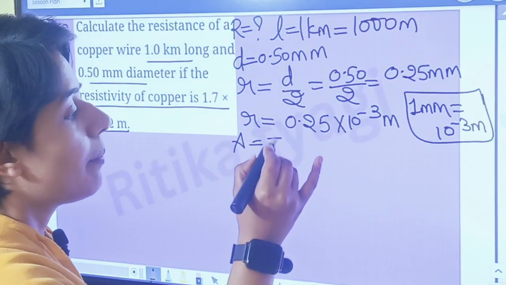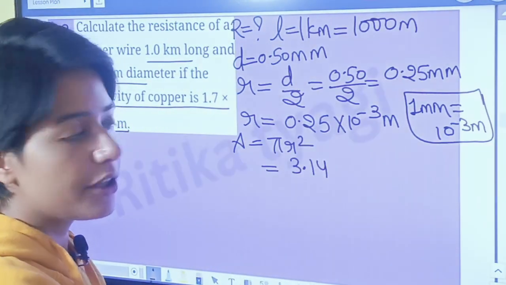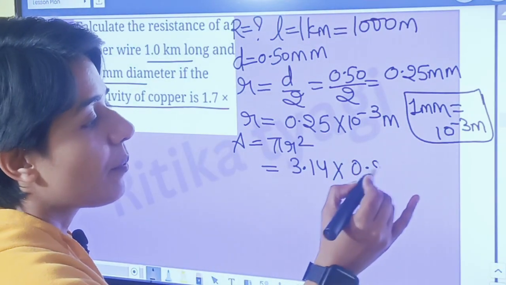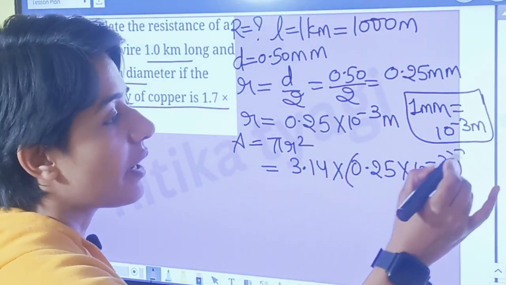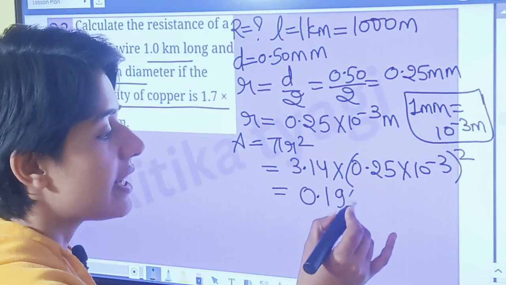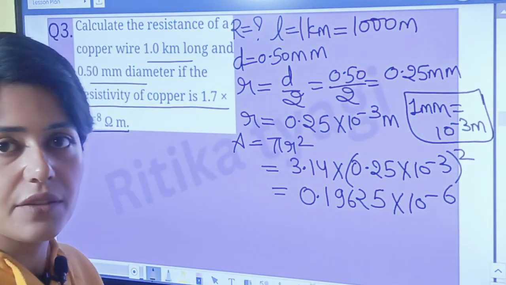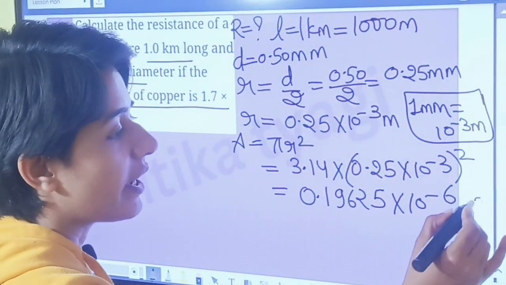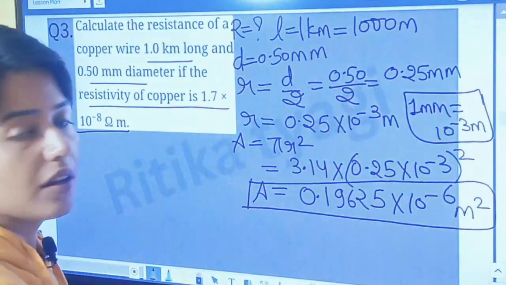Now A equals pi r square. Putting the value for pi, 3.14. R is 0.25 multiplying 10 to the power negative 3, squared. On solving it, we get 0.19625 multiplying 10 to the power negative 6 meter square. That is the area of this wire.